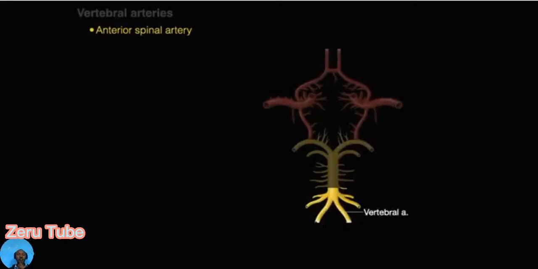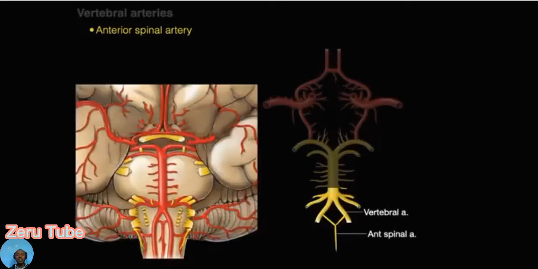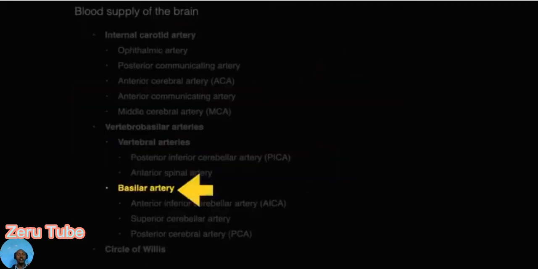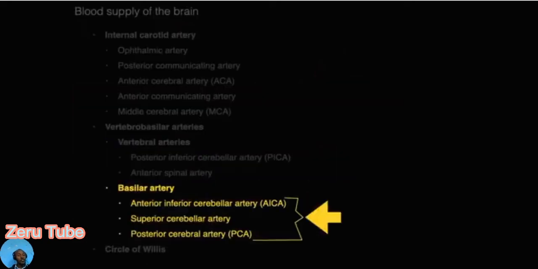The second small branch of the vertebral artery, before the basilar artery forms, is the anterior spinal artery. This anterior spinal artery gives blood to the anterior surface of the spinal cord. It goes downward and gives blood to the anterior surface of the spinal cord. The second part of the vertebrobasilar artery is the basilar artery.